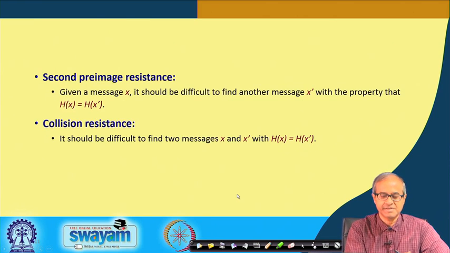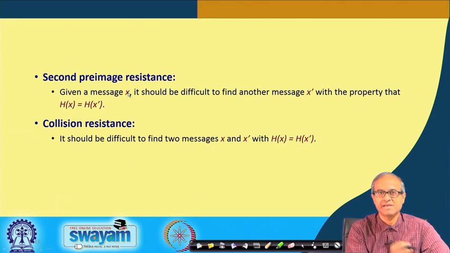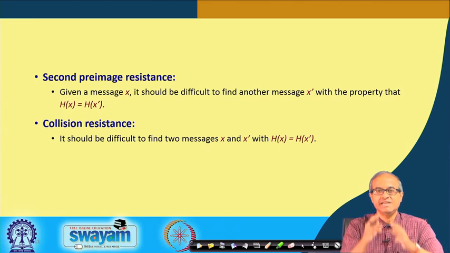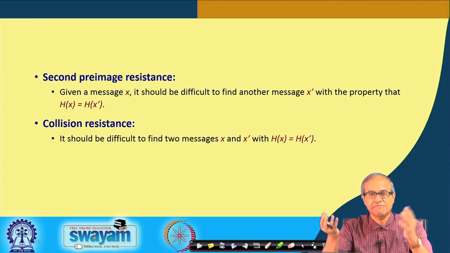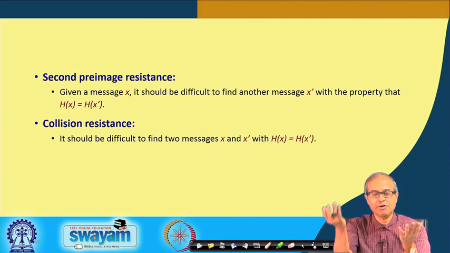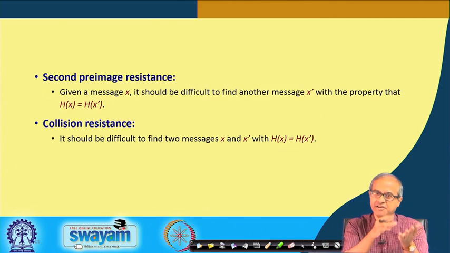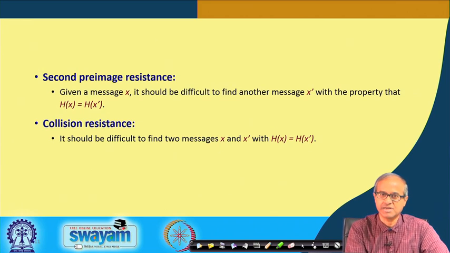Then comes the second level, second pre-image resistance. What does it say? Here I have given a message. Given a message x, it is difficult to find another message x prime for which the hash values will be the same. Like, I am sending a message, the intruder cannot fabricate another different message for which the hash value will be the same as my original message. So, it is not easy to do that.